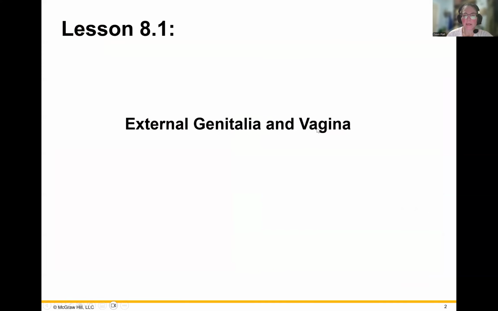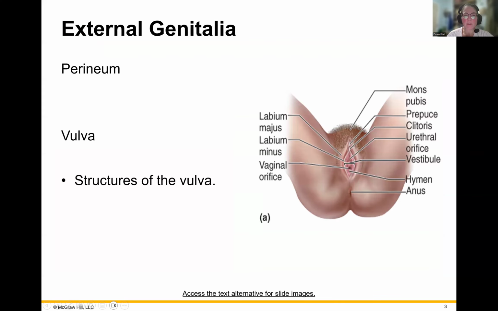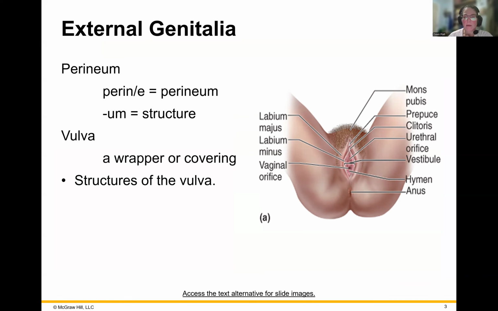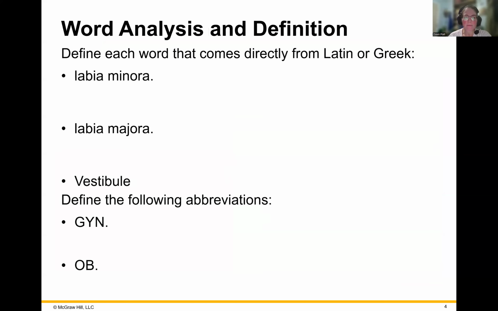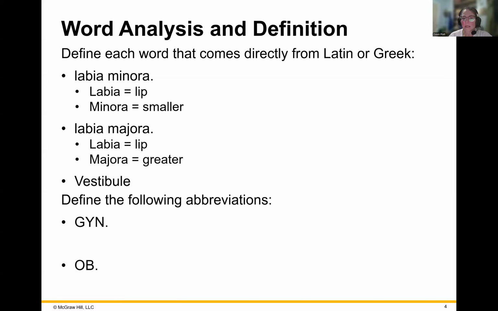So let's begin. You've got some external genitalia. You can see the pictures on page 205 of your book. And some terms here. So we've got our perineum and our vulva. Some other terms, labia minora and labia majora. Another term you'll see, vestibule. And then the different abbreviations.